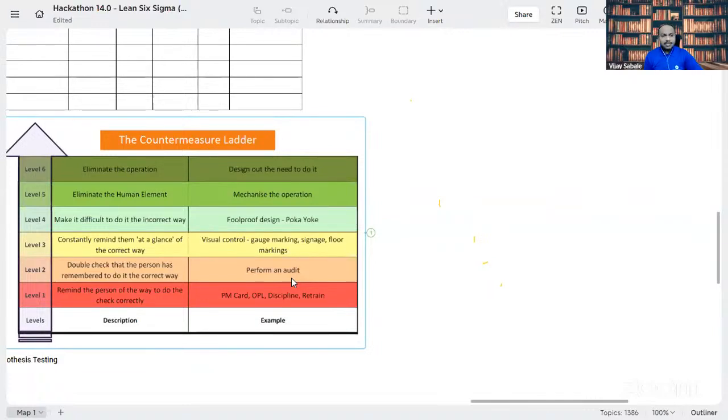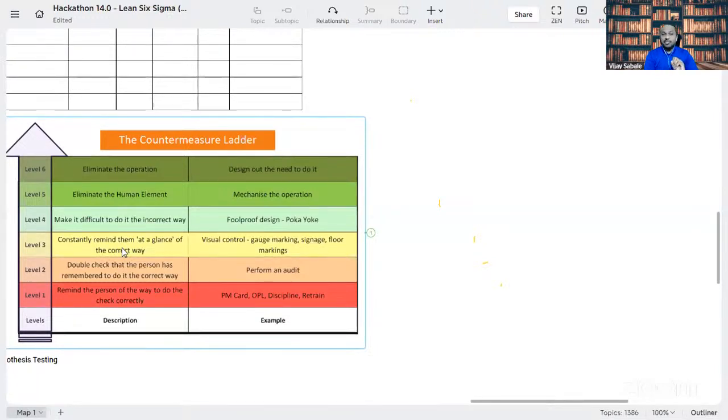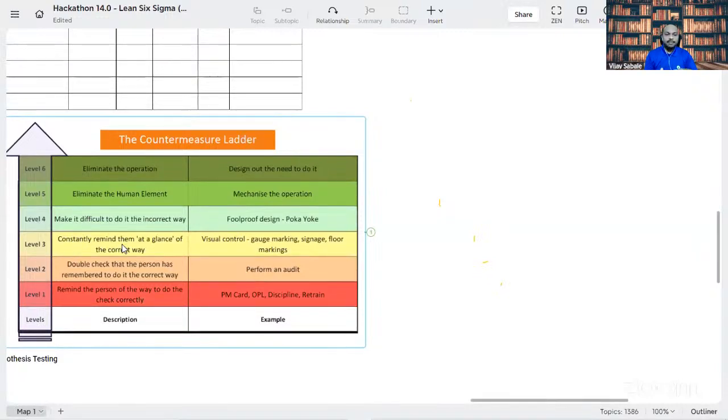Now, let's go to level 3. Level 3 is better than level 1 and 2. We can see this with the evolution of Industry 4.0, machine learning, and artificial intelligence as well. For level 3, level 4, and above, countermeasure implementation is somewhat easy, right? And we are always going to start with level 3.